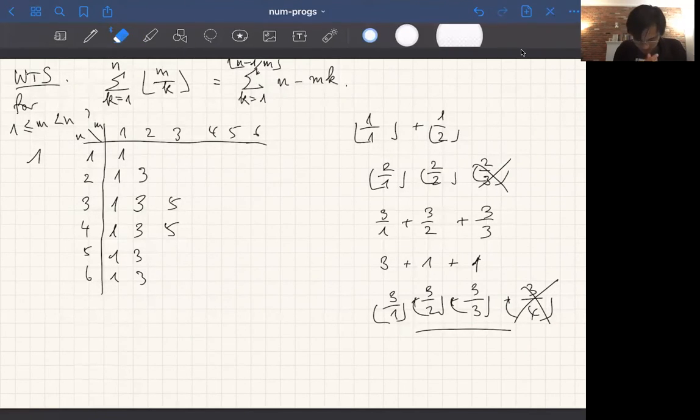Something has gone wrong. Oh, what am I saying? This is just the n minus 1. So we chop off this. We don't count this. We don't care about that. And all of this is plus 1 because we didn't count 0.